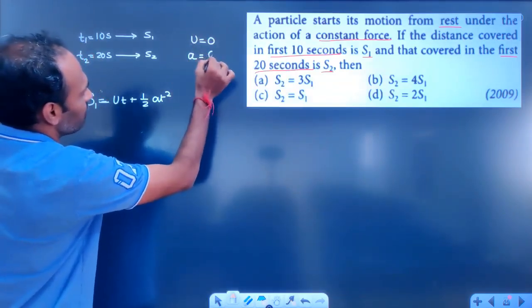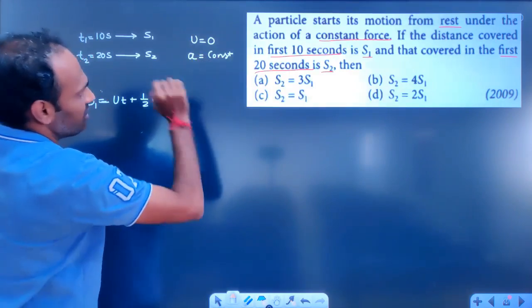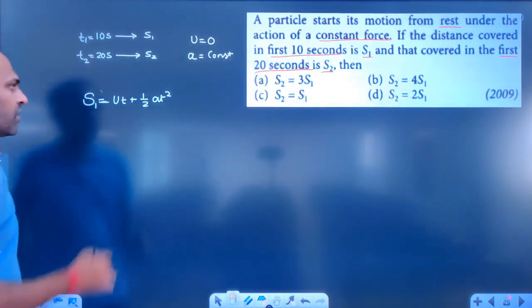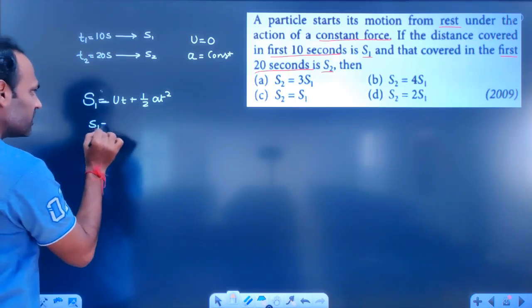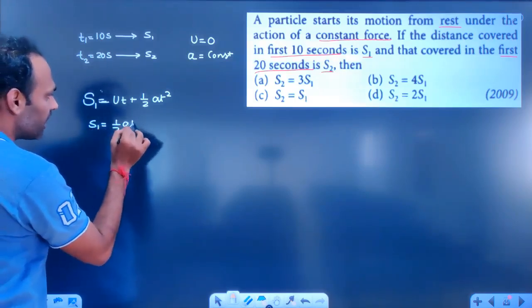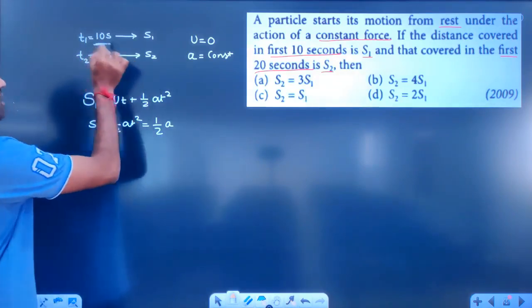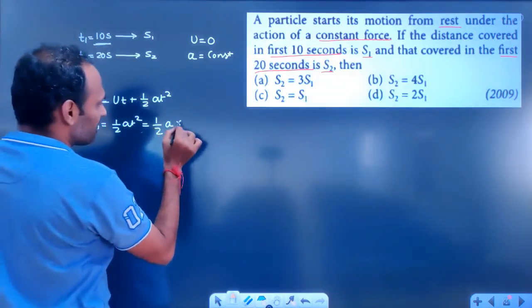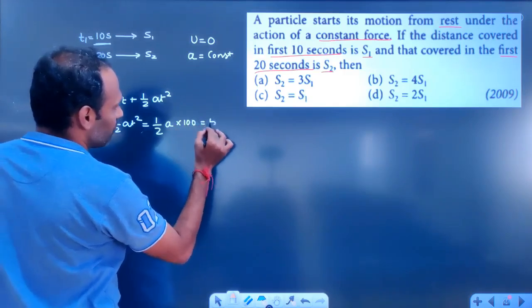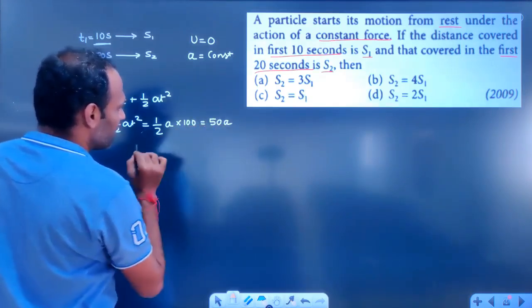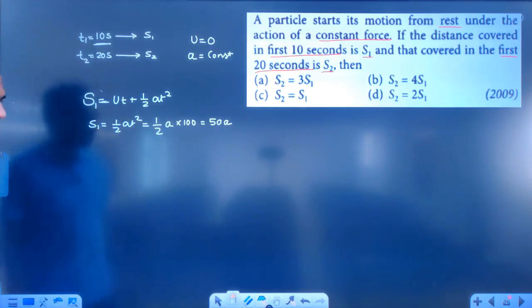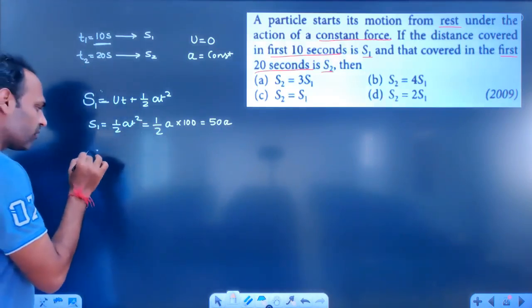Constant force means acceleration is also constant, because force is constant. Okay, U is 0, so I get S1 is equal to half AT square. How much is A? We don't know. How much is T? It is 10. So 10 square is 100. So this will be 50A. Correct? Okay. Similarly, calculate S2.